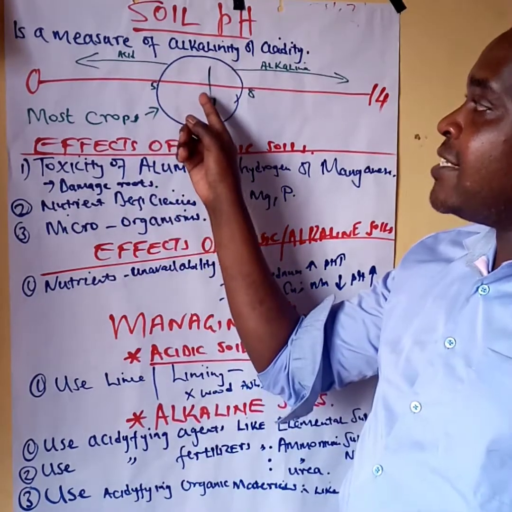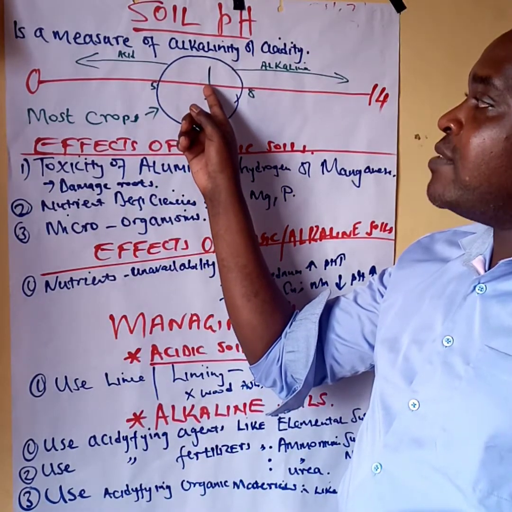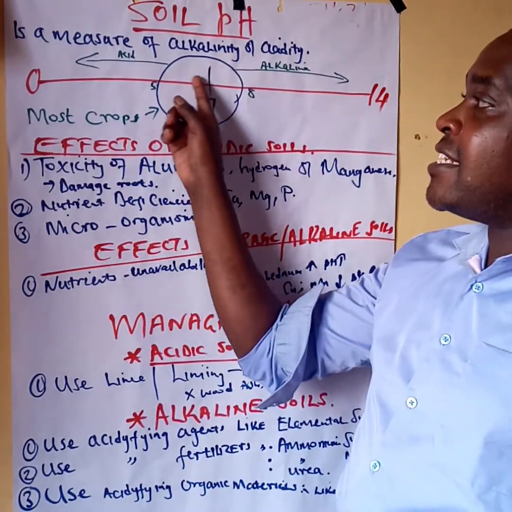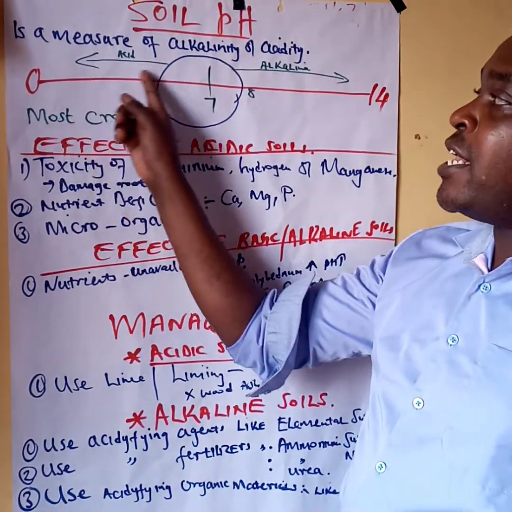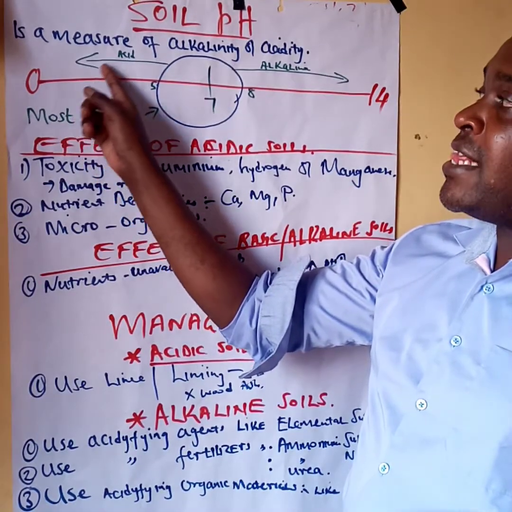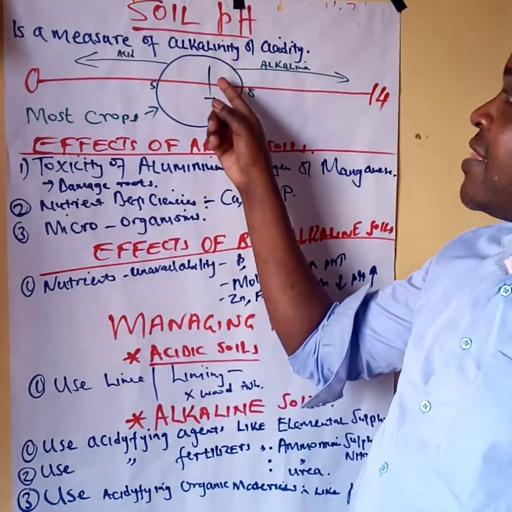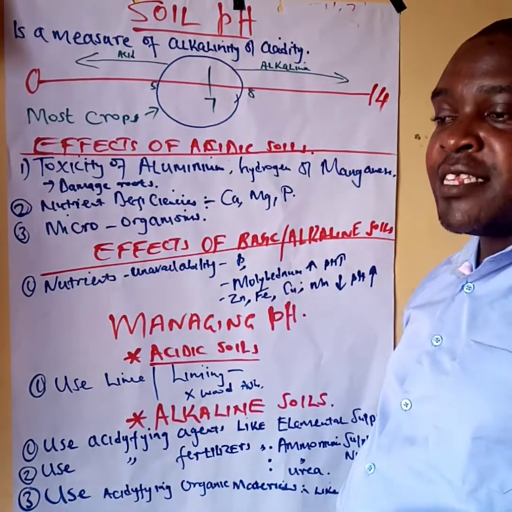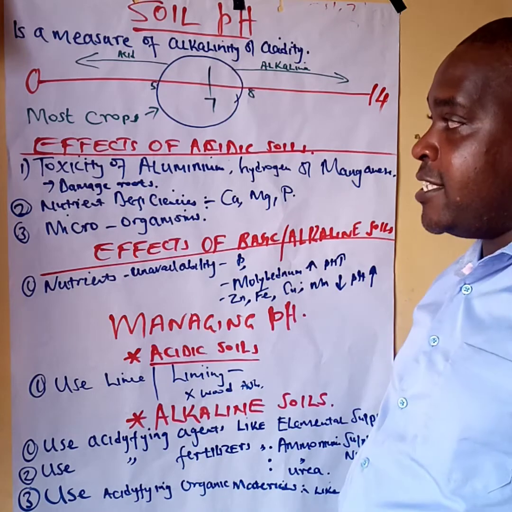So acidity starts from slightly below 7. 7 is the neutral. Then it decreases to 1 to 0. It means the smaller the pH number, the higher the acidity. On the other hand, from 7, which is neutral, up to 14, the alkalinity keeps on increasing.